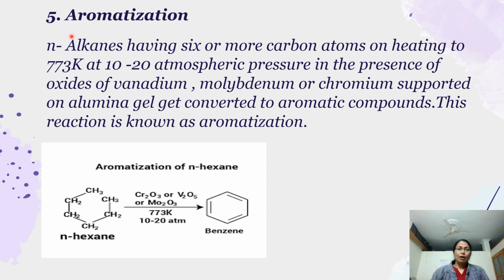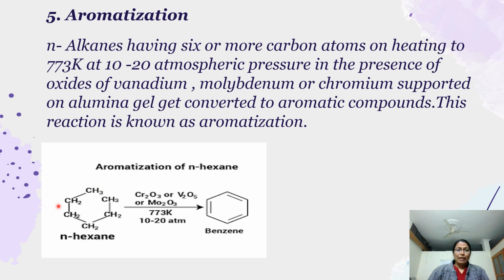Next is aromatization. When an alkane having 6 or more carbon atoms और उनको हीट करते हैं 773 Kelvin at 10 to 20 atmospheric pressure in the presence of oxides of vanadium, molybdenum, chromium supported on alumina gel, it gets converted into an aromatic compound और इस रिएक्शन को हम बोलते हैं aromatization.